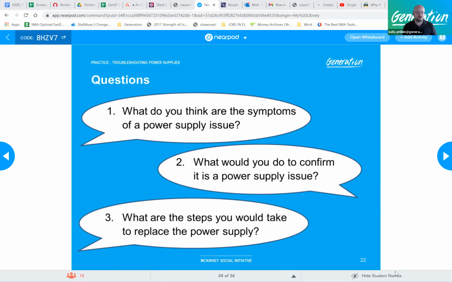So these are real quick things you can check before you go opening the computer up completely and pulling out the power supply and swapping out a new one, or yanking the power supply out and putting it on a tester or something like that.